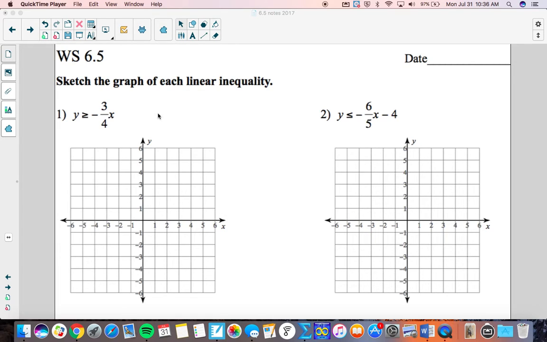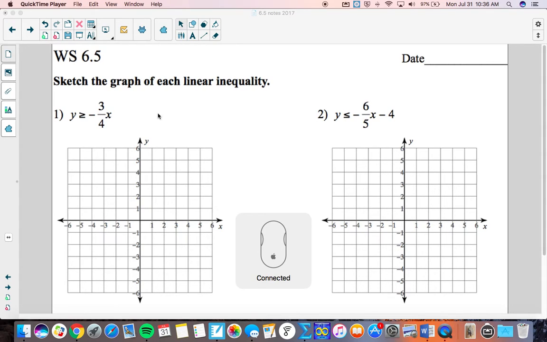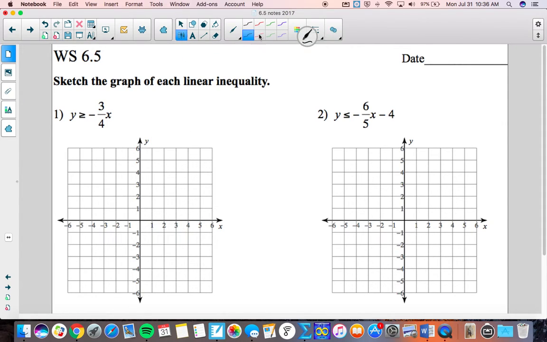Here is worksheet 6.5. We're graphing linear inequalities on the coordinate plane, or with two different variables because we have an x and a y. So here we go. You'll notice the first many of these on this practice are in slope-intercept form, which is awesome. So we start graphing the line. Now I notice that once I graph this line, I'm going to make it a solid line because we have the equal sign underneath the inequality.